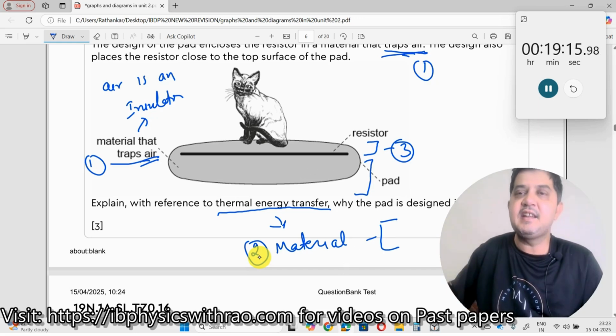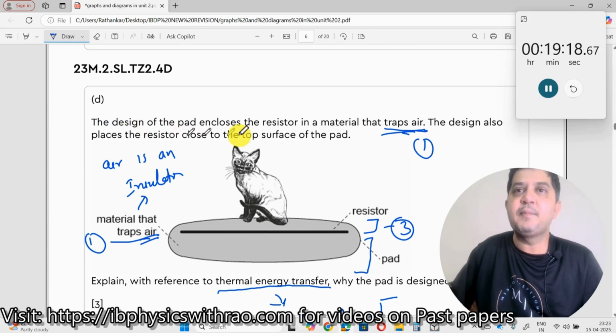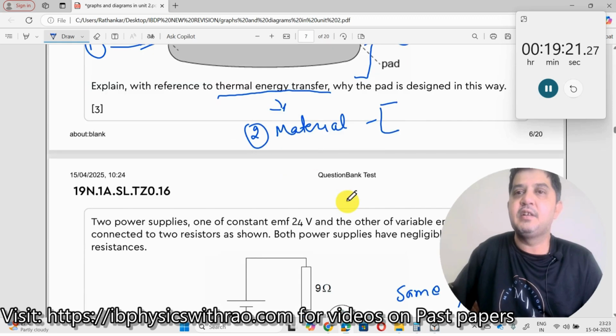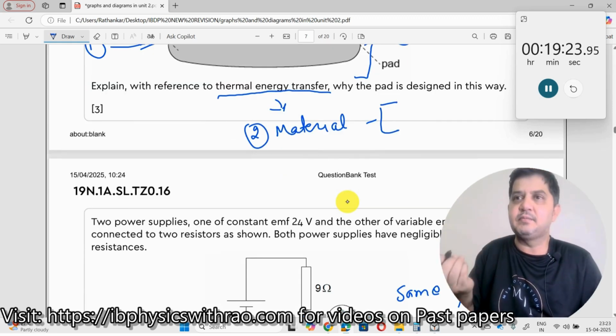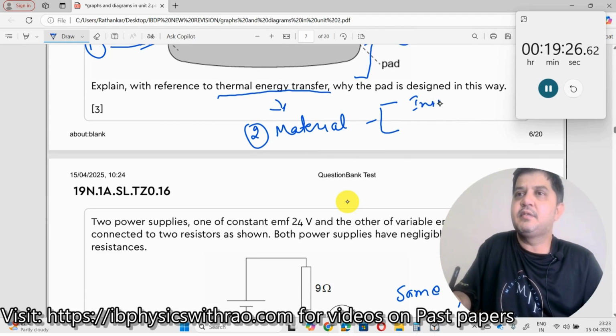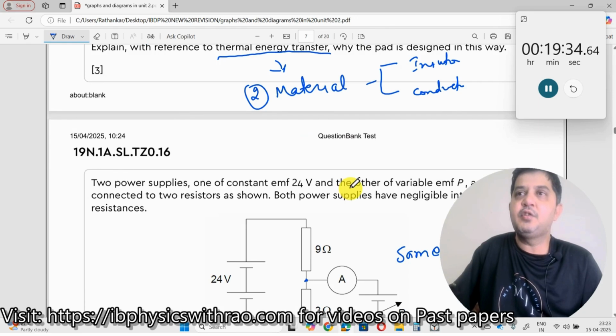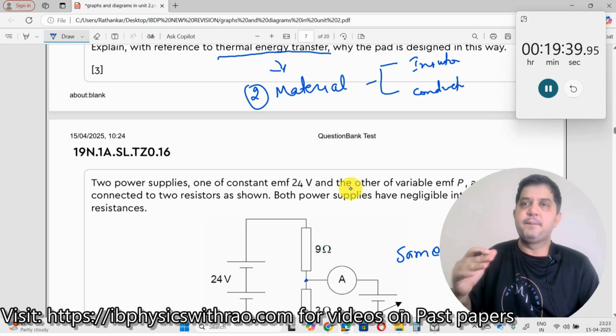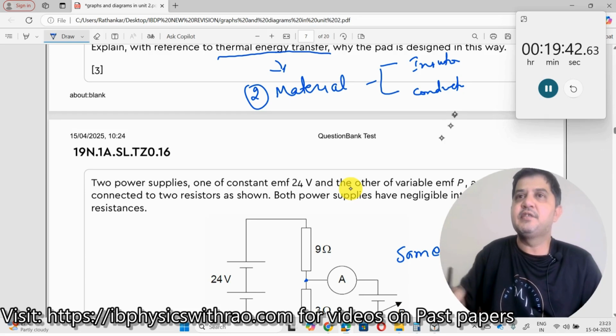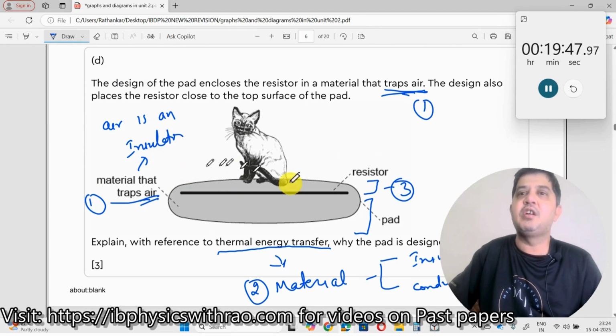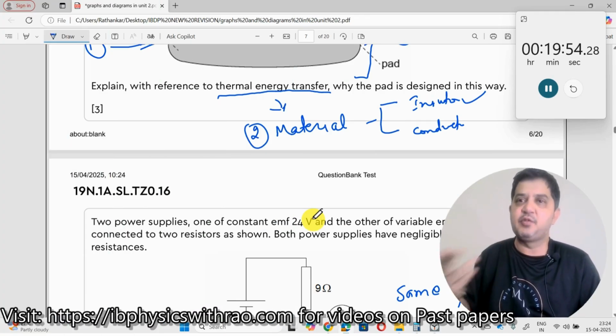Okay, and then secondly, what does it say? The design of the pad encloses a resistor in a material that traps air. So there are two types of material. One is an insulator, the other one is your conductor. You can say there's a mat which has been kept over here, which is an insulator. So why do you keep an insulator? A thermal insulator keeps the heat as such. So therefore, the heat is not being lost. So that is what is required. So hence an insulator has been used. So this is for a 3-mark question. You can easily put all the 3 pieces of information over here. Okay, showing you the ways of thinking about how to answer a question like this.